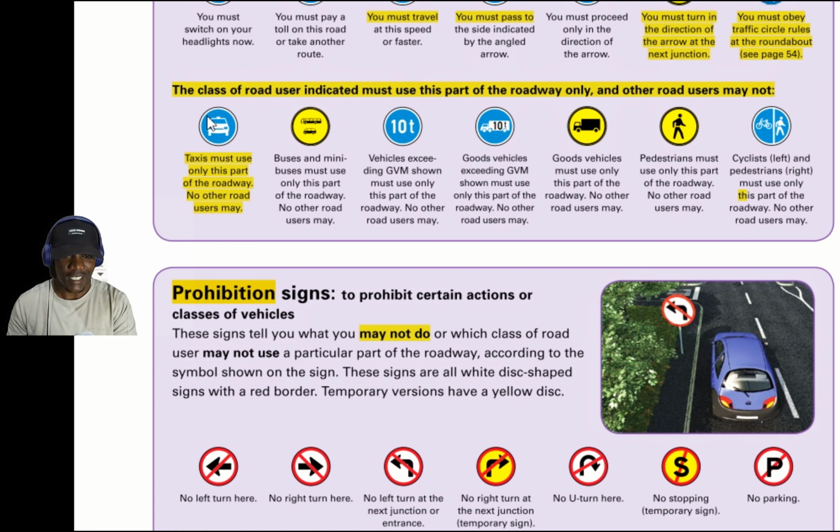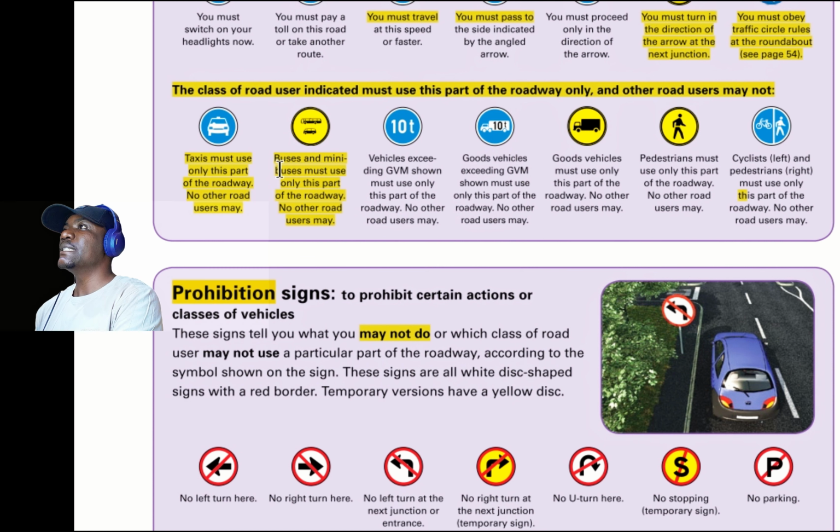Okay, the following a sign. What does it say? What does it mean? What's the commandment here? That buses and minibuses must use only this part of the roadway. So everywhere we travel, we see this sign. Normally, these are bus stops or taxi stops dedicated for buses and minibuses, which we call taxis here in South Africa. They alone must use this part of the road. Remember, they must, and only this type of vehicle class may use this road.